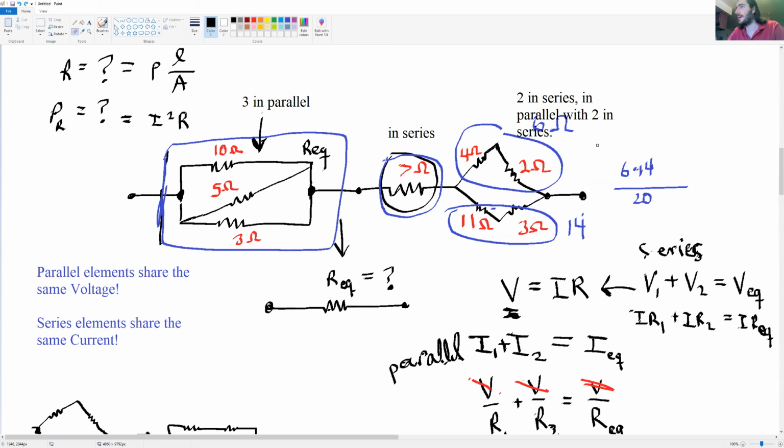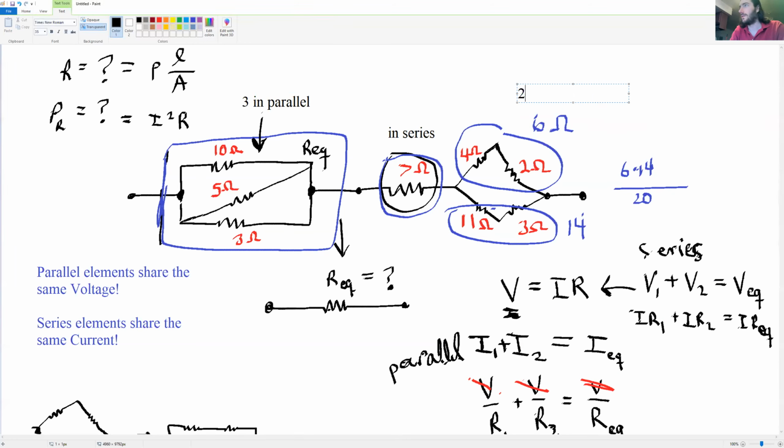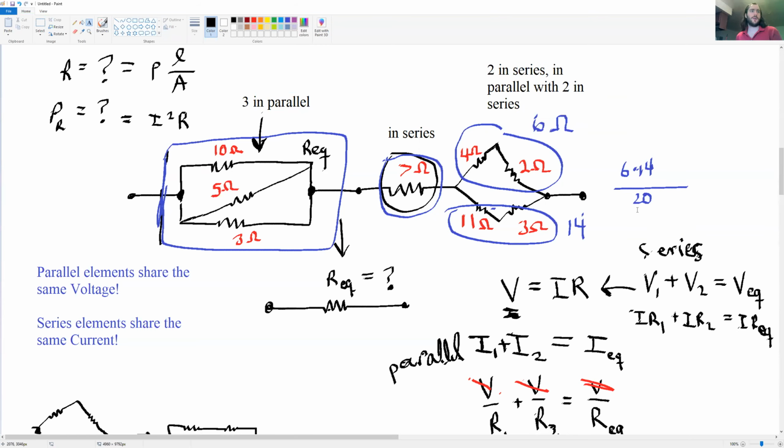Oh, that erases the text too, apparently. Okay, let's move it. 2 in series, in parallel with 2 in series. See if I can move this. There we go. Okay, so that's the process there. So identifying all that is the first step. This particular circuit is actually not difficult.